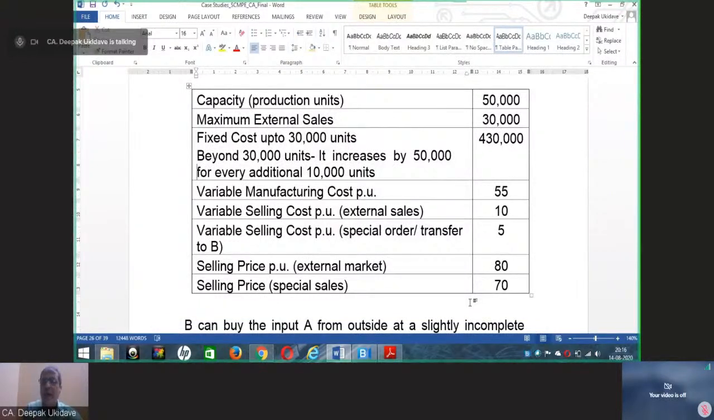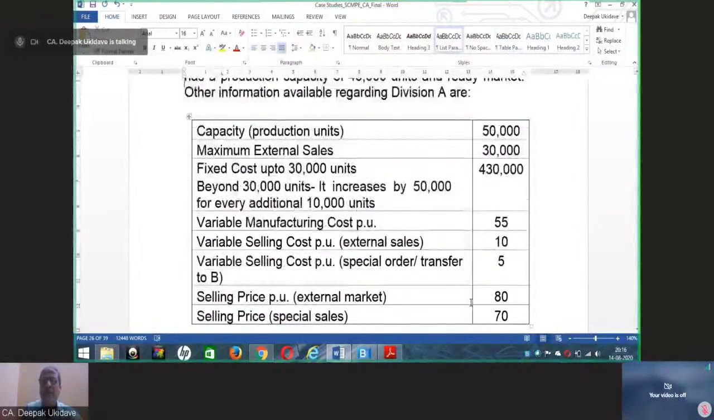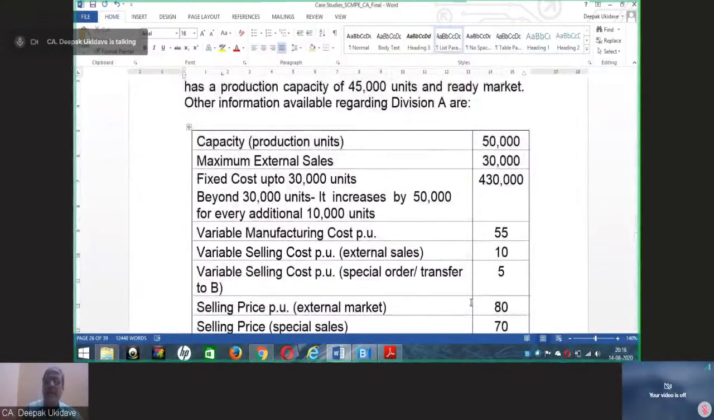This is the data, and division A is transferring to division B. Division B has a capacity of 45,000 units and ready market. That means it can manufacture 45,000 units provided it gets 45,000 units of raw material from division A. So this is the complete understanding now. We read the narrative data.